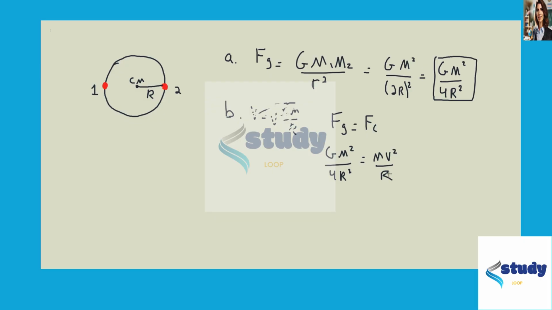Now we can solve for v here. One of these m's goes away, and that r and that square go away. And we get that v is just the square root of G m over 4r.